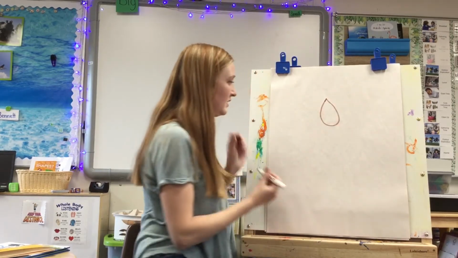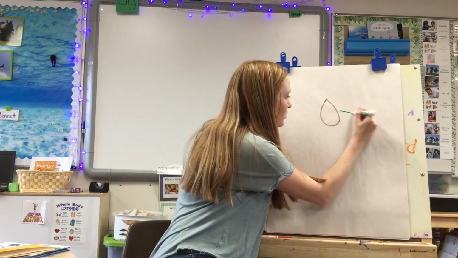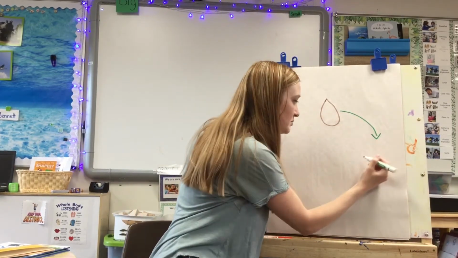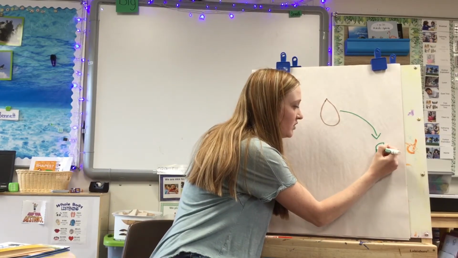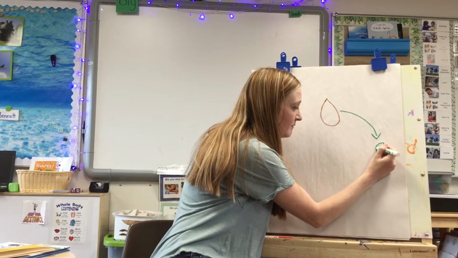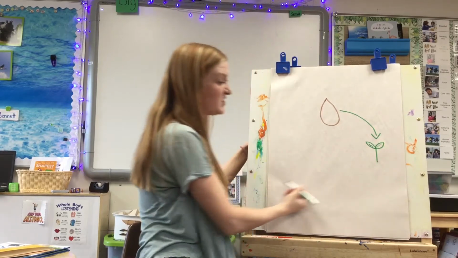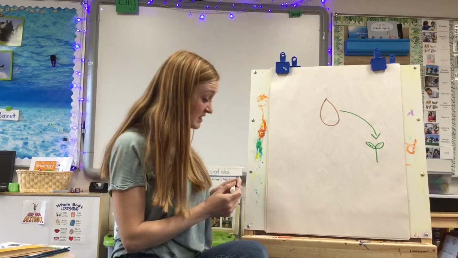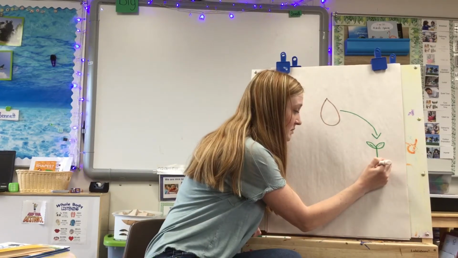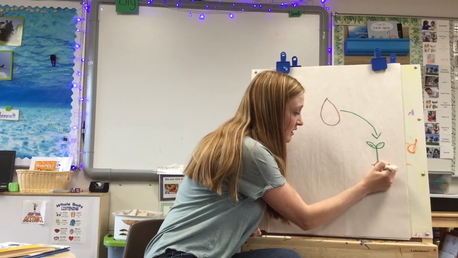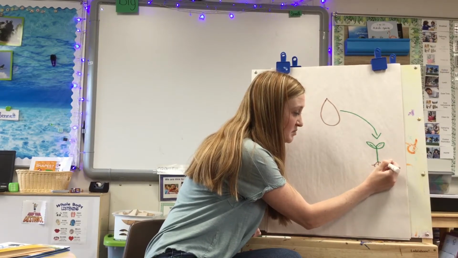A seed. Perfect. Then, after our seed, we know what comes up is a sprout. A sprout is just a little tiny plant. They usually only have 2 leaves. And those 2 leaves are not very big. It's just a tiny sprout. But our sprout has some big roots on it, so we need to make sure we add those roots.